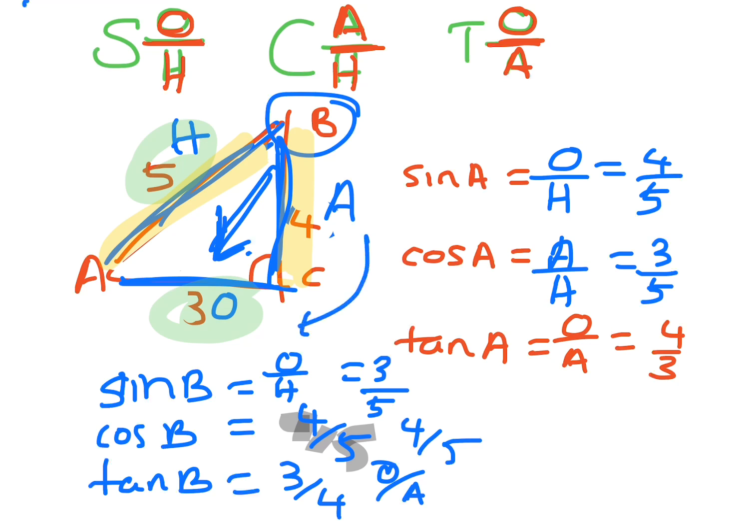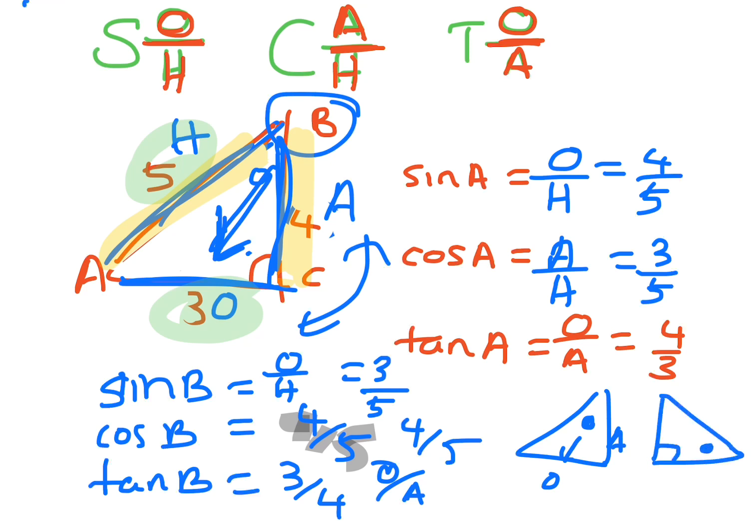So the opposite and the adjacent will swap according to where the angle is. So if the angle's up here, that's opposite, that's adjacent. But if the angle is down the bottom here, that would be opposite, that would be adjacent. So they kind of swap.